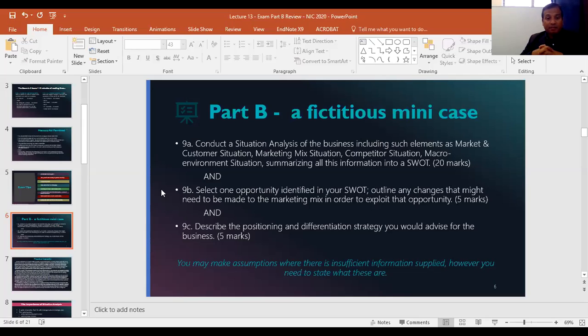Part C again carries 5 marks, and it talks about describing the positioning and differentiation strategy you would advise for the business. So over here is your recommendation in terms of positioning and differentiation strategy. If you remember, in week 10 or week 11, we covered the value proposition in detail, where I started with the positioning, then we moved to the differentiation, then the value proposition, and finally we ended with a discussion on the unique value proposition.